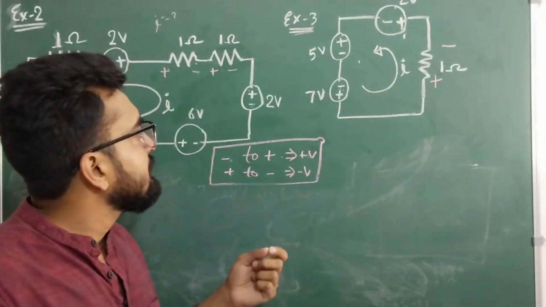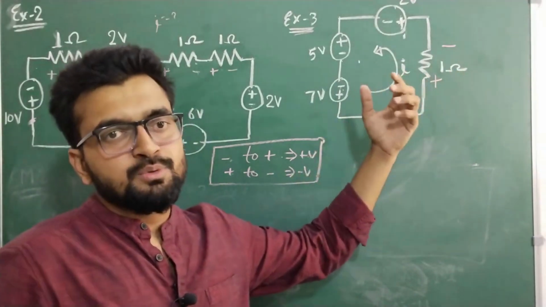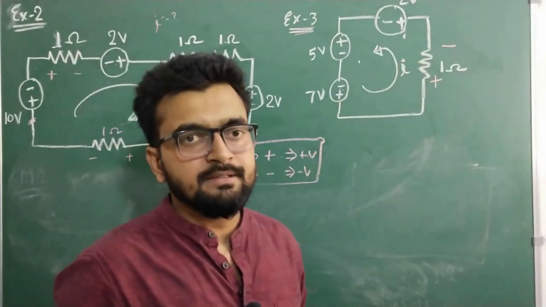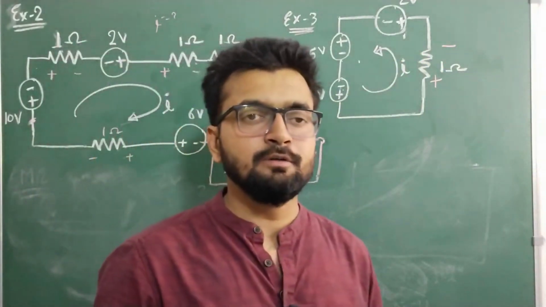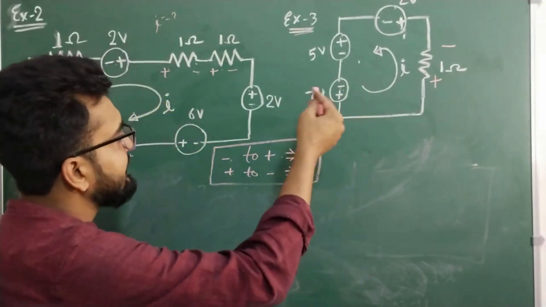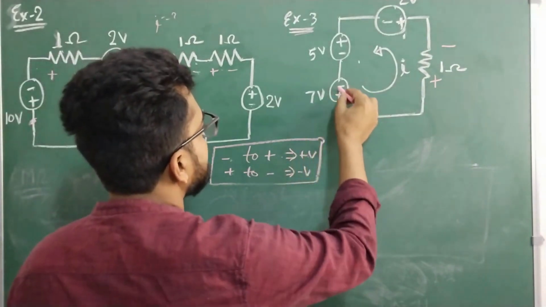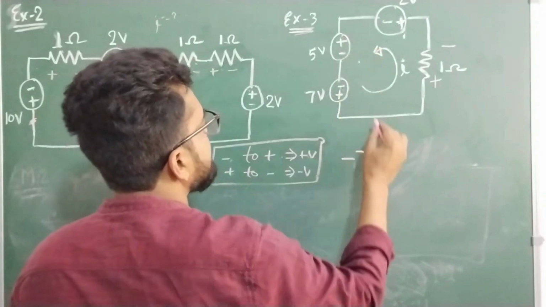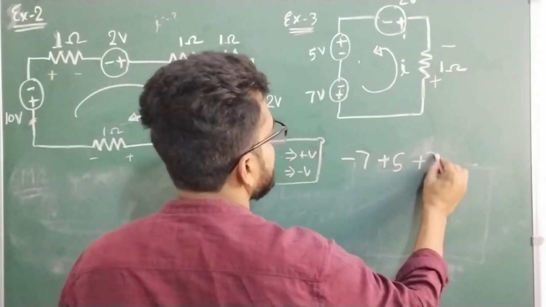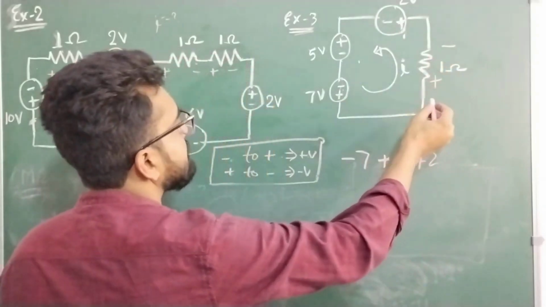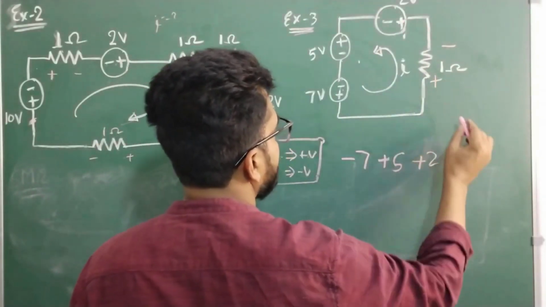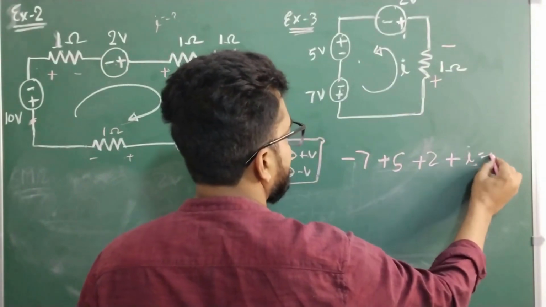Basically, the idea of assigning the polarity of the resistor is so that when we write the KVL, we can easily say plus to minus is a drop in the voltage. In the direction of current, the potential always drops. So with this, plus to minus is 7 volt. So one way is to apply the KVL as such. So plus to minus is minus, so minus 7, minus to plus is plus, so plus 5, and minus to plus is again plus, so plus 2, and then here it is minus to plus, which is plus I into R, which is 1 into I, equals 0.